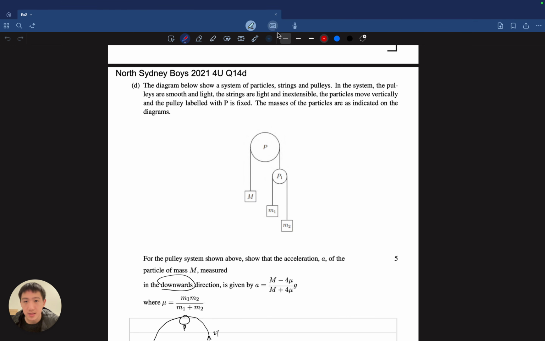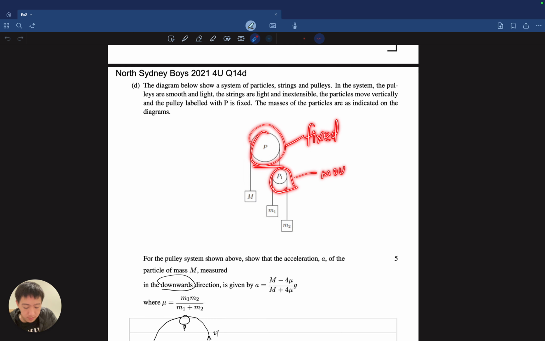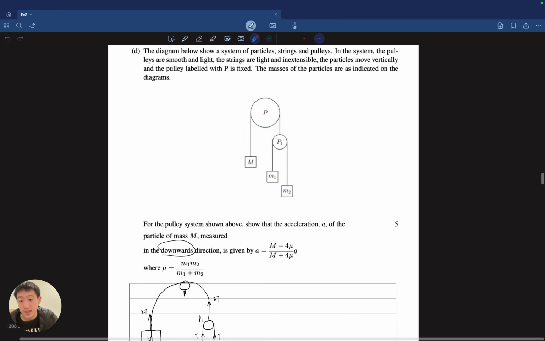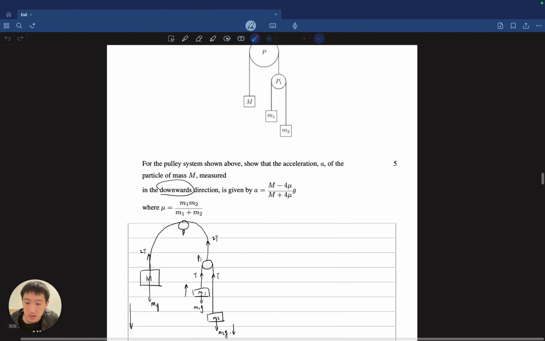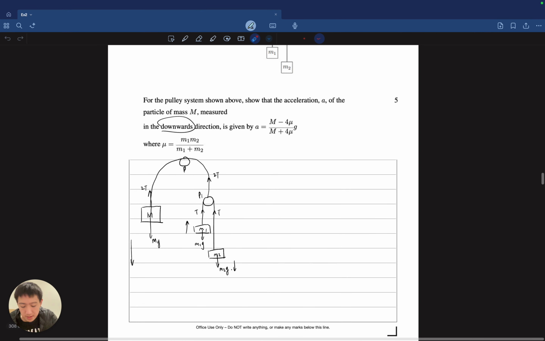So basically, there's a system like this, and you can see why it's complex: you have two pulleys, and this one is fixed, but this one is moving. Now let's analyze the forces, as always, how we approach these questions. When there is a string and it's light and inextensible, then the two tensions on both sides should be exactly the same. So let's start from here.